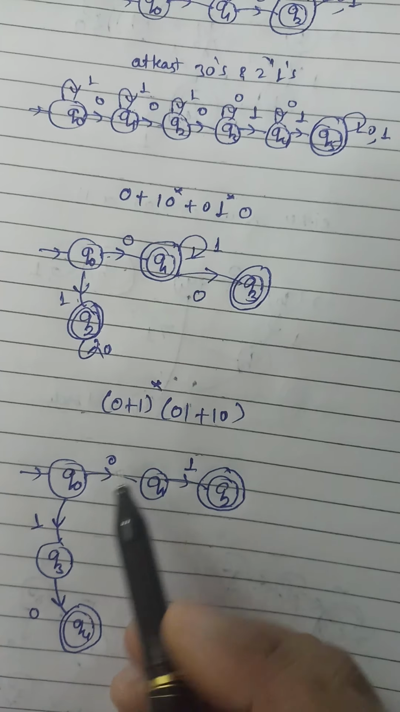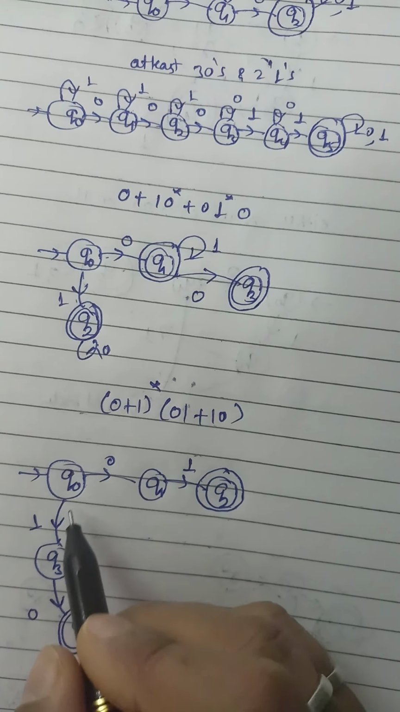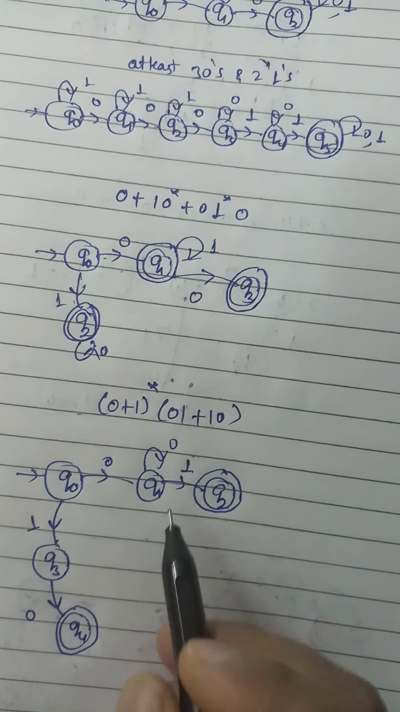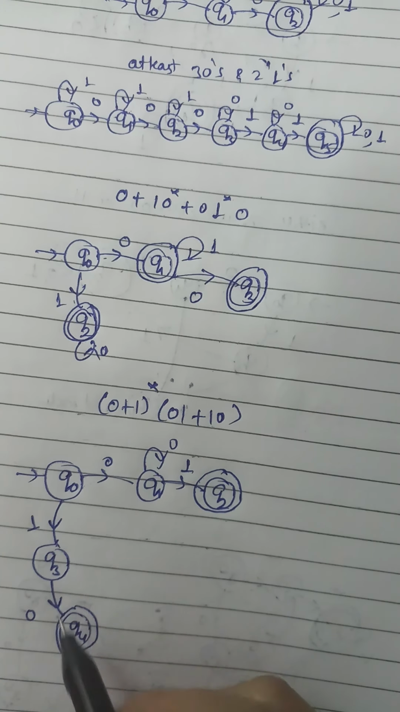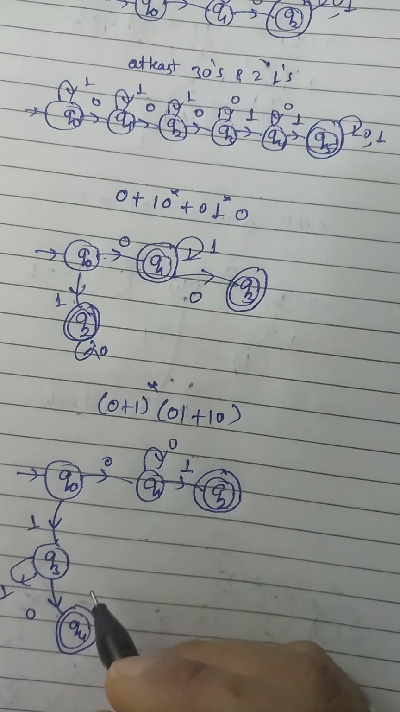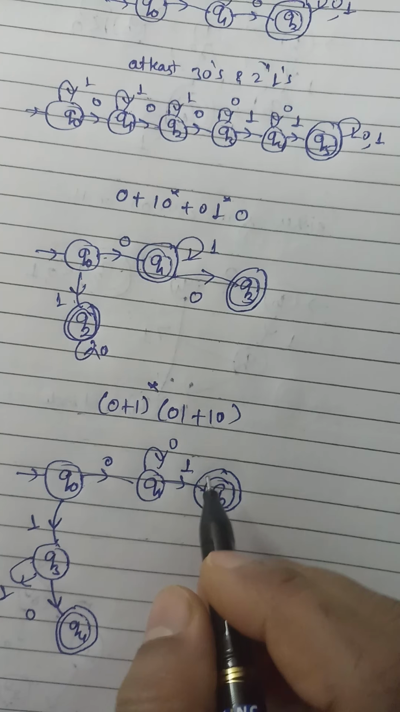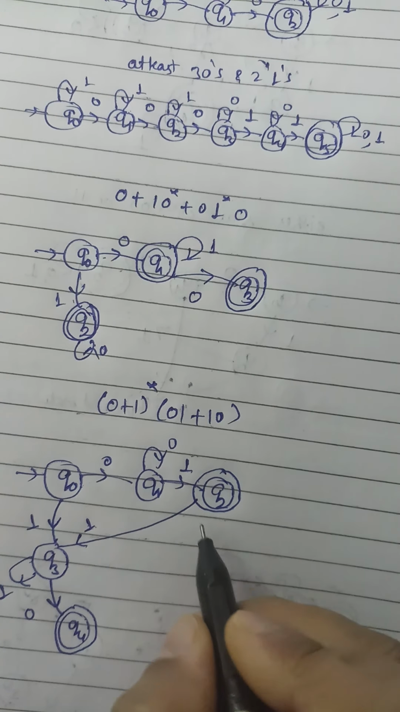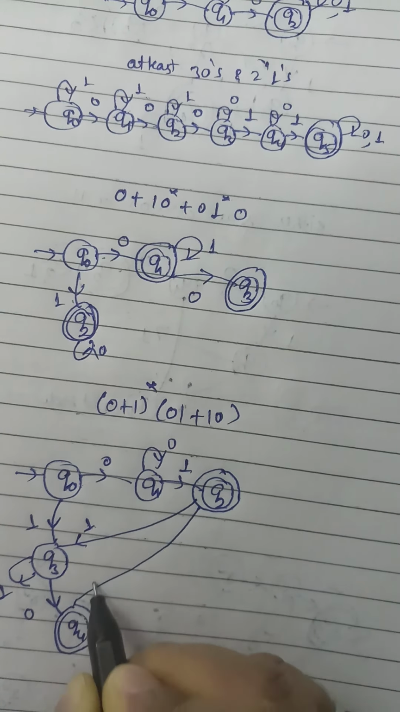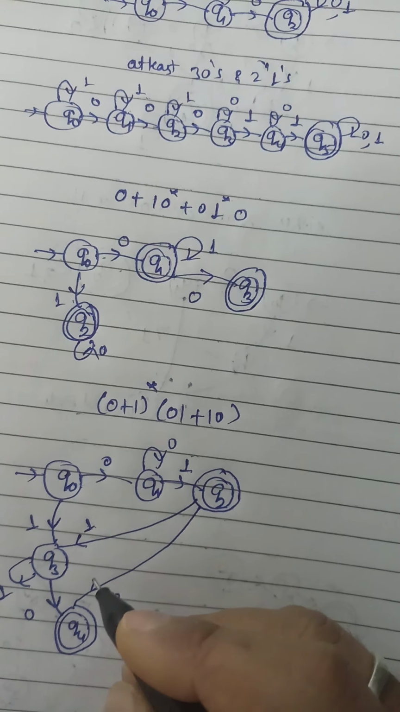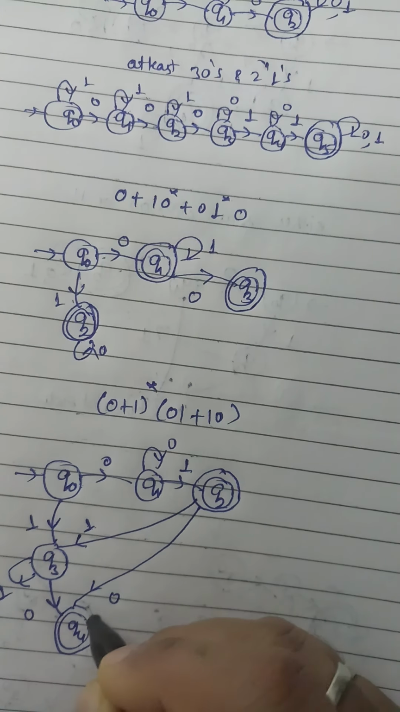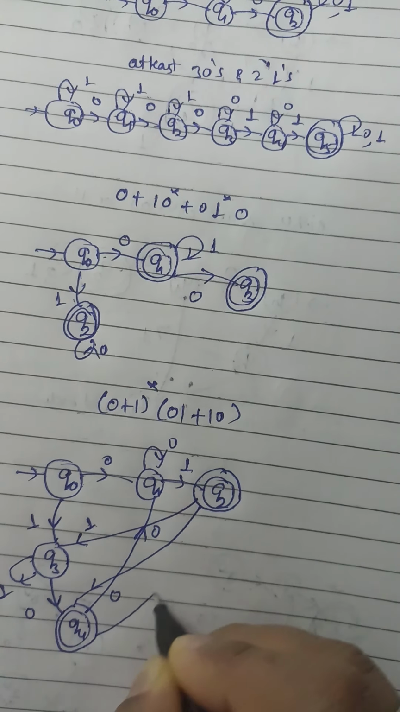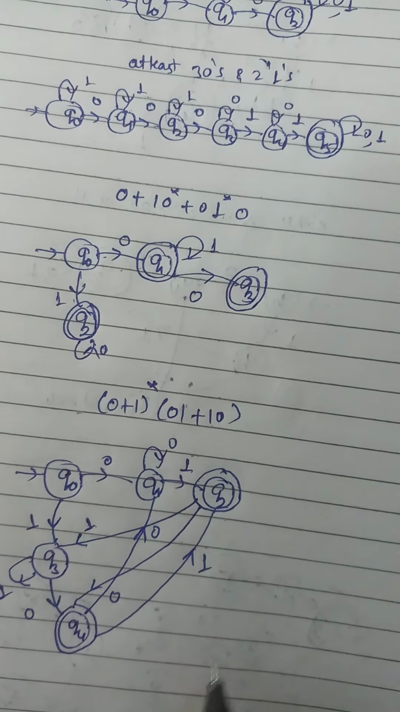Now we will see the rest of the transitions. Because 0 1 is there from Q naught, and from Q1 1 is there, we can make a loop of 0, and from Q3 the transition on 0 is here, we can make a loop of 1 here, and from Q2 we can go for 1 here, and we can go for 0 here, and for Q4 for 0 we will go here, and for 1 we will go here.